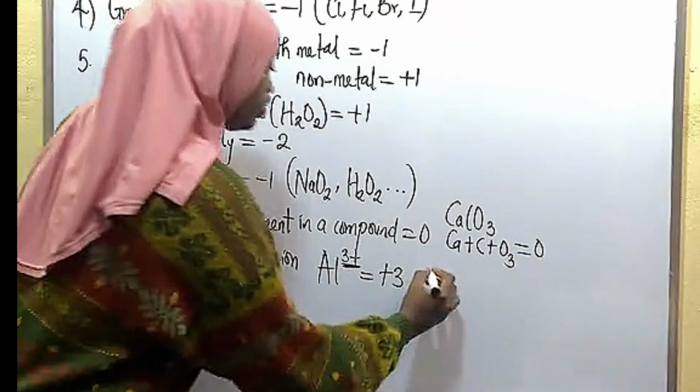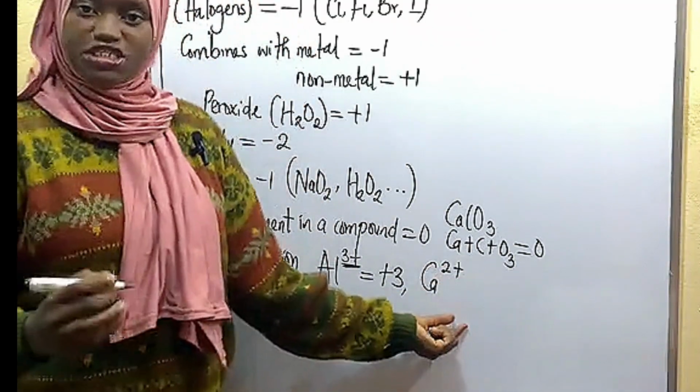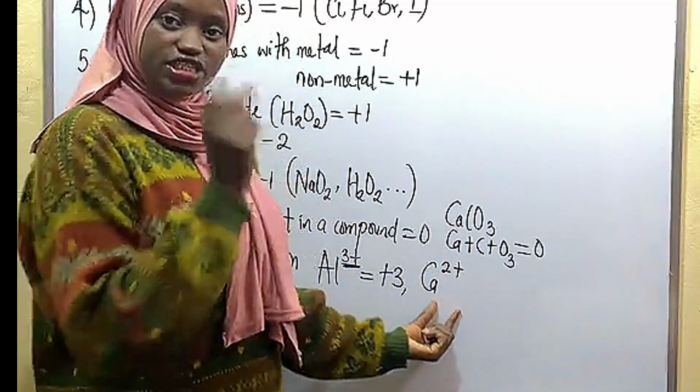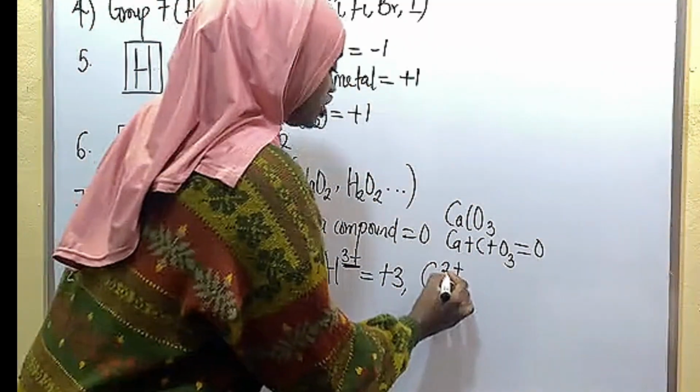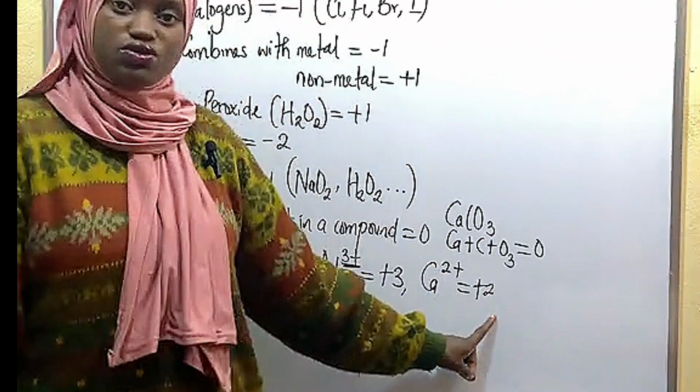Another example, if you have Ca2+, this is also a simple ion. The oxidation number of calcium here is the number of its charges, and the charge here is equal to +2. So that means the oxidation number is +2 here.